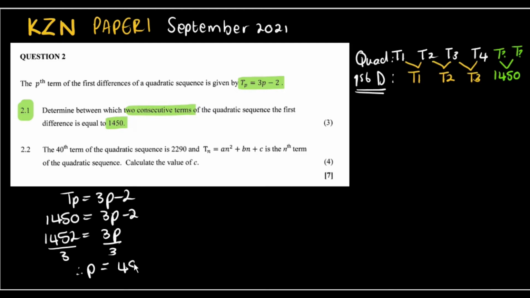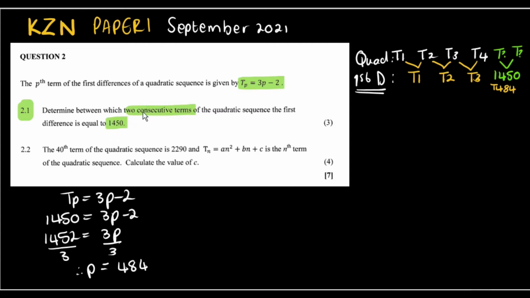So 484. So remember, Tp is telling you which term, like T1 or T2. It's telling you the term number. That's what p is telling you. So it means that it's the 484th term in the first difference that has a value of 1450. So now we know this one is T484. But the question here is determine between which two consecutive terms of the quadratic sequence the first difference will have this value.